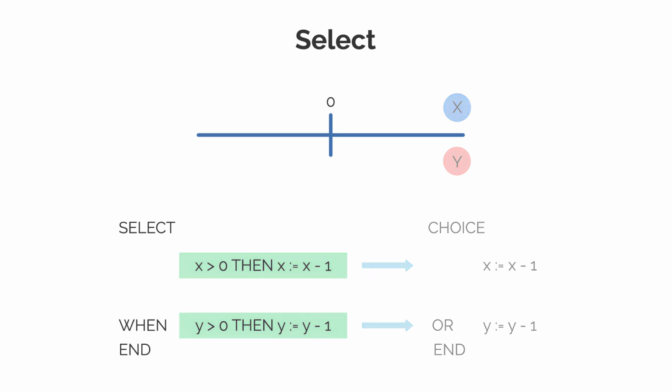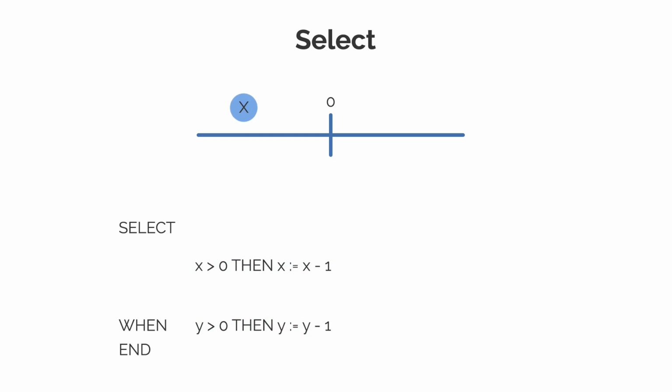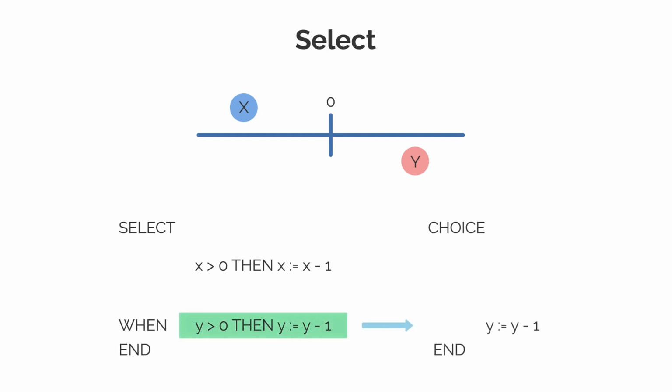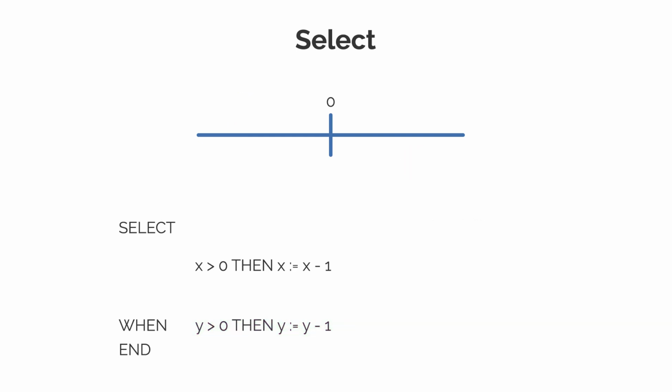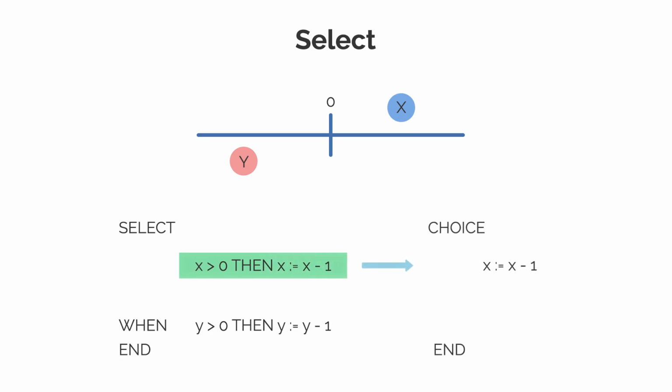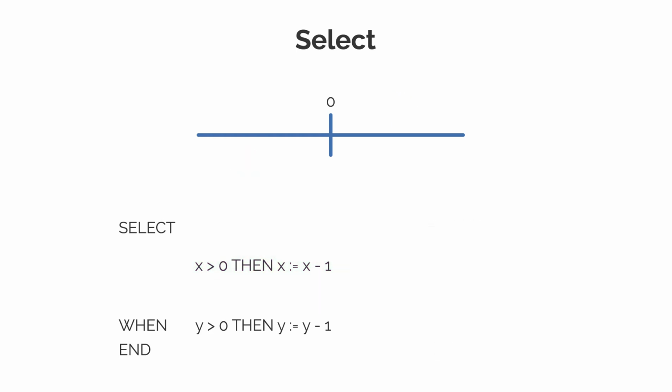If, however, we are in a situation in which x is less than 0 and y is greater than 0, then only one of the guards is true, the second one. And we actually have the execution of the command y receiving y minus 1. We can also have the other way around, in which y is less than 0 and x is greater than 0. And in this case, the first guard is true, and we have the execution of x receiving x minus 1.